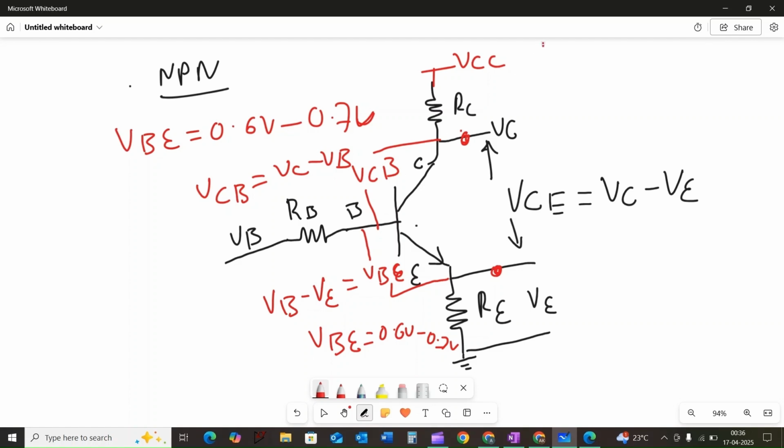In this case we are considering plus 9 volt, and here VEE, which represents the emitter supply, which in this example we are considering as 0 volt. So we don't need to consider it for this specific circuit. Let's see how the transistor functions as a switch.